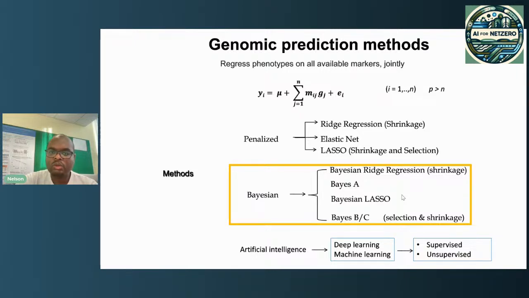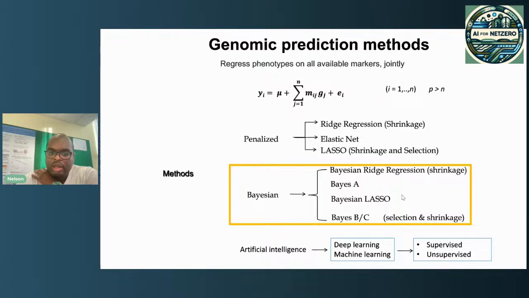And so this raises a prediction problem which we need to solve. We have different methods that are used to solve this problem in genomic prediction. We have the penalized methods, which are mainly the mixed linear methods, mainly ridge regression, which is a shrinkage method, the lasso method, and also what you call the Giblat method, which falls under this category.